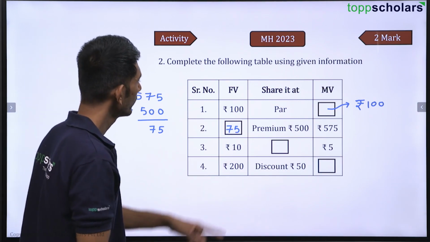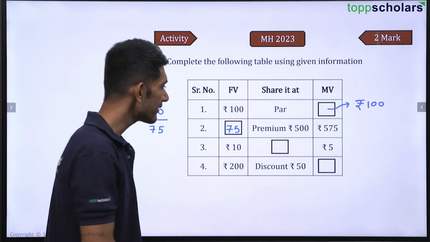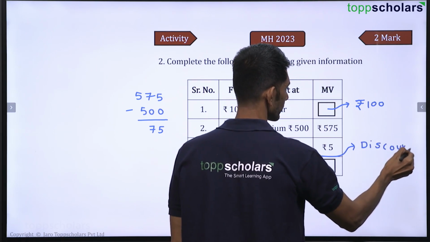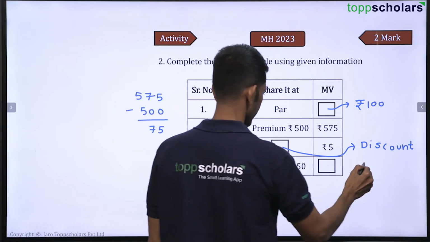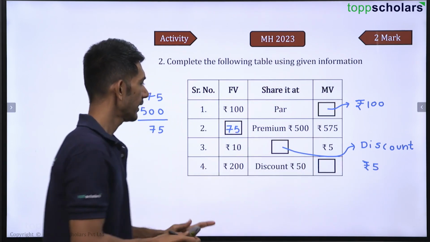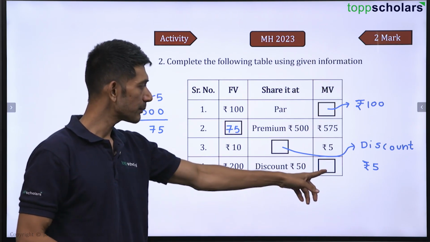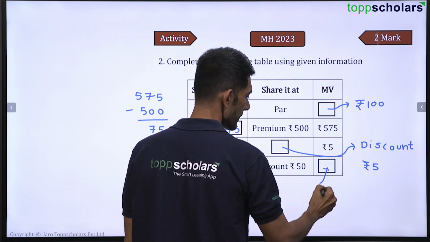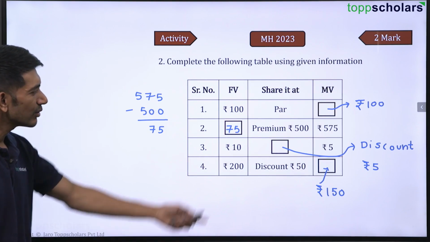Okay. So the face value is 10, market value is 5. Market value is reduced. So can I say here there is a discount? This is a discount. Discount of how much? Can I say it is a discount of 5 rupees? Discount rupees 5. And this is 200. This is discounted now at 50 rupees. So what will be the price of the share? Here the price of the share is going to be 200 minus 50, that is rupees 150. I hope this is clear, easy. Orally you can do this.